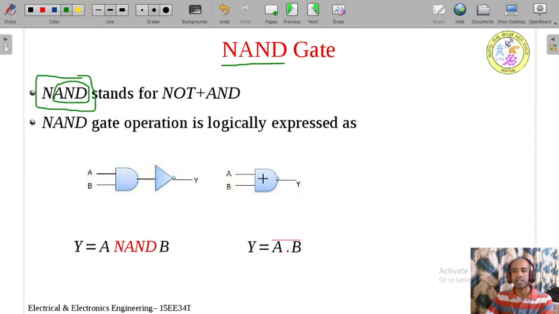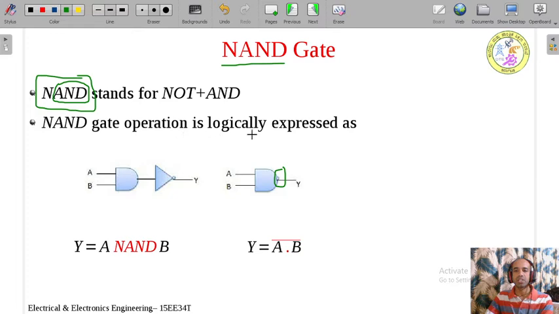So how to write the NAND gate now? You write the AND gate, add one bubble here. You can observe here a bubble is there in this case. In this part there is one small circle, we call this a bubble. So if you write the AND gate as it is and add a bubble, then it forms a NAND gate. That is nothing but AND gate plus NOT gate.